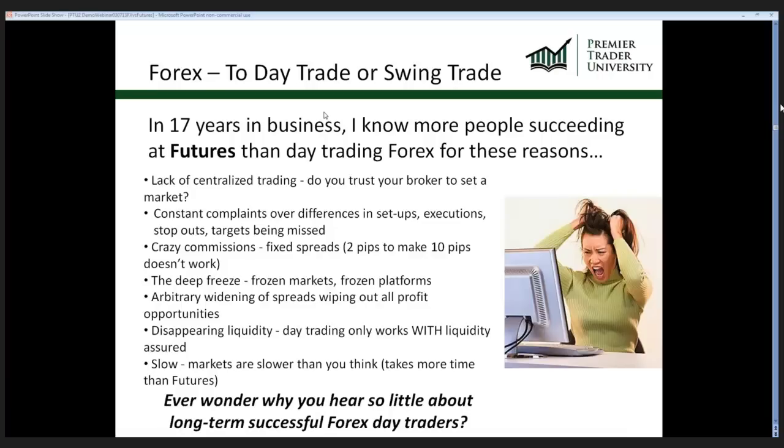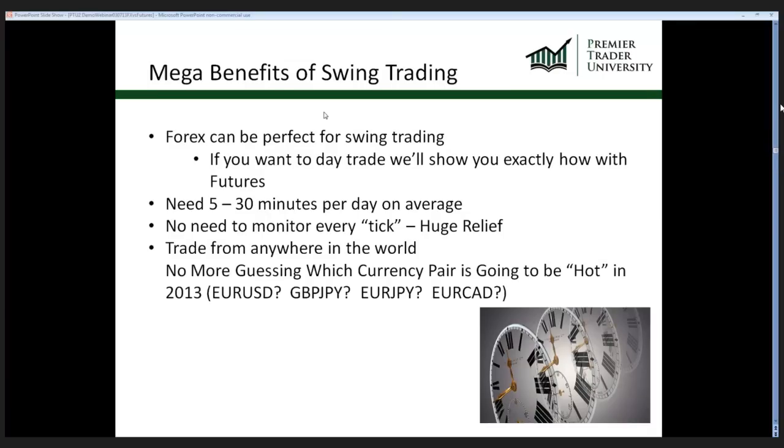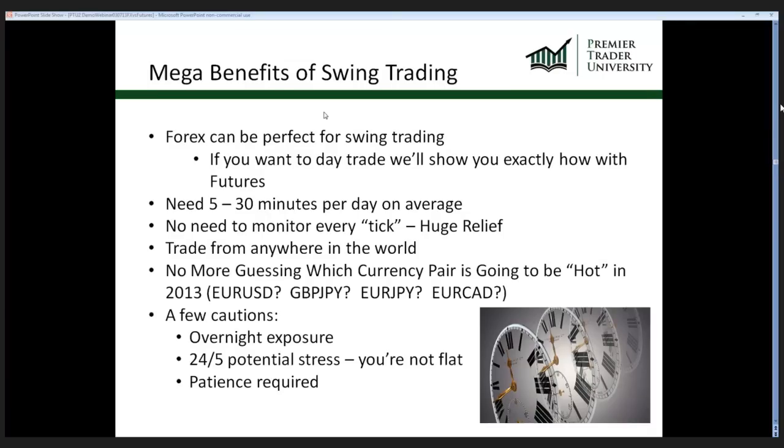The second the markets move quickly, all the promises go away. Liquidity disappearing, platforms freezing up. It can be pretty tough sometimes to be a successful Forex day trader, even if you're a really good trader. It's still sometimes tough to get the profits.